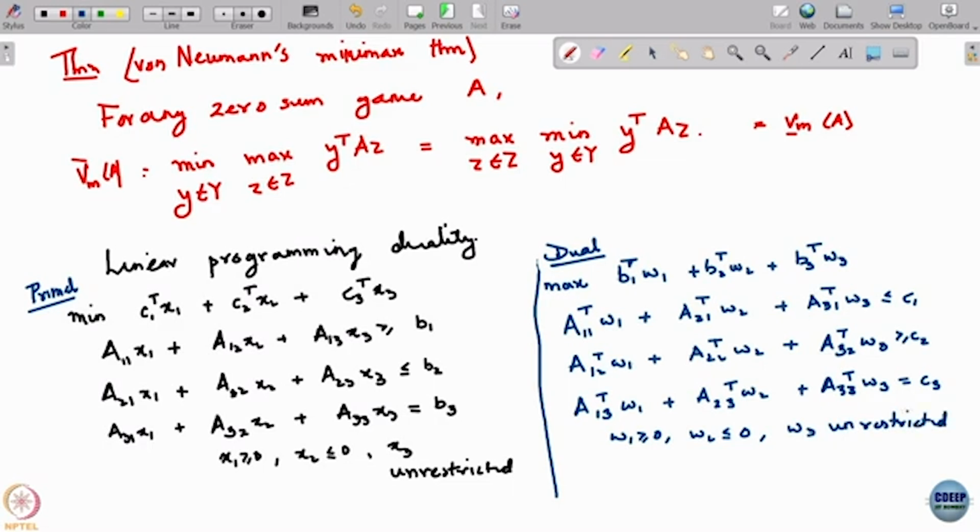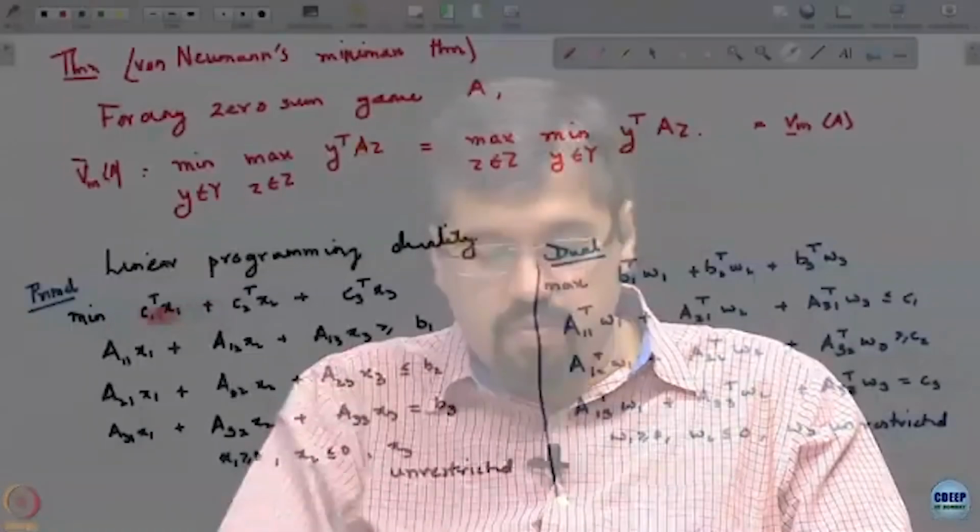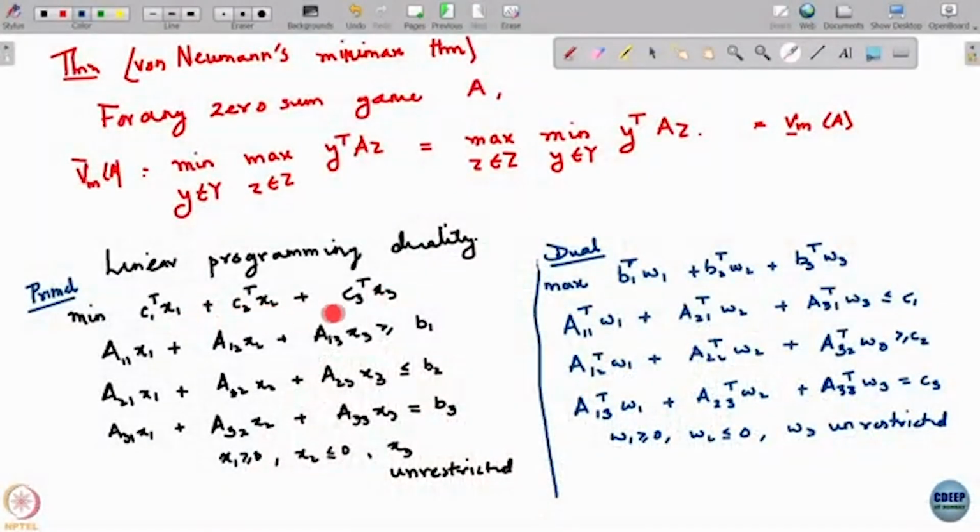Okay. So far all I have done is just written out two optimization problems in a very explicit manner. So, on the left you have a minimization problem which is in three variables x1, x2, x3. On the right you have a maximization problem in three variables w1, w2, w3. Now, if you look at the constants of this problem, they are closely related. The problem on the left is called primal, the problem on the right is called dual.